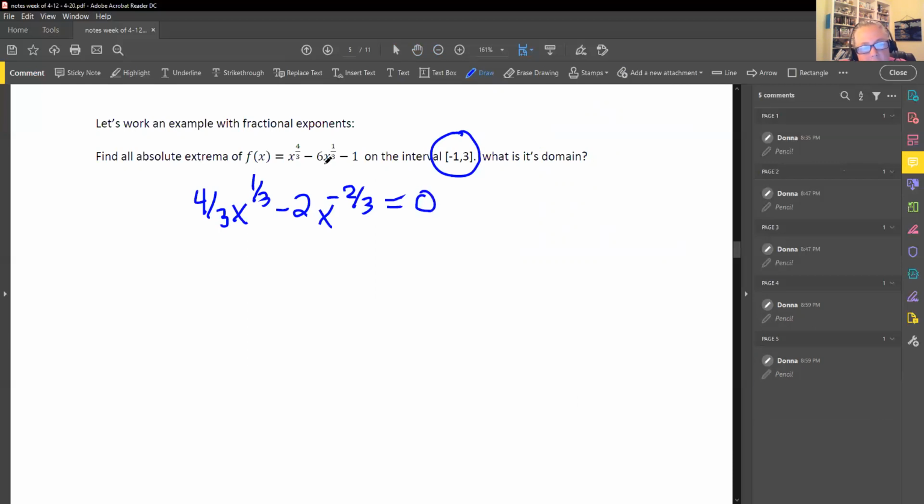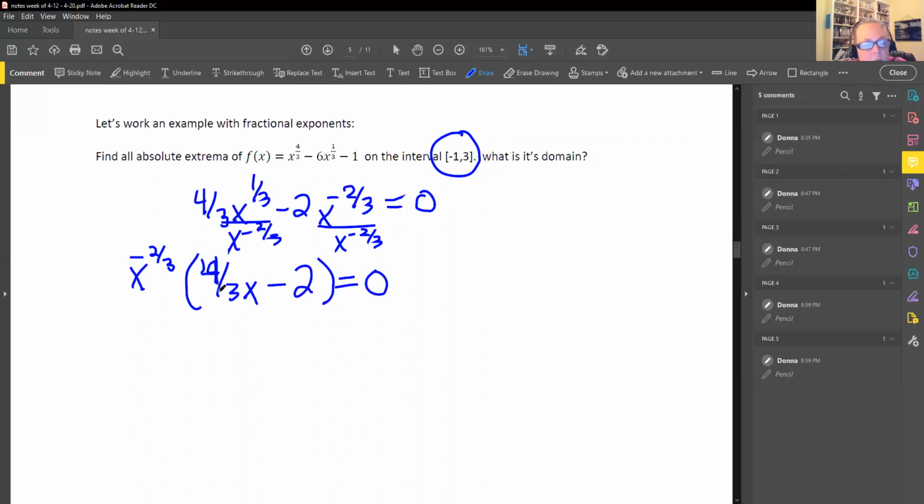So with fractions, remember, pull out the most negative exponent. So I'm going to pull out x to the -2/3. All right, so when I do that, 1/3 minus a -2/3 is actually 3/3. So it's just 4/3 x. And those cancel, minus 2 equals 0.